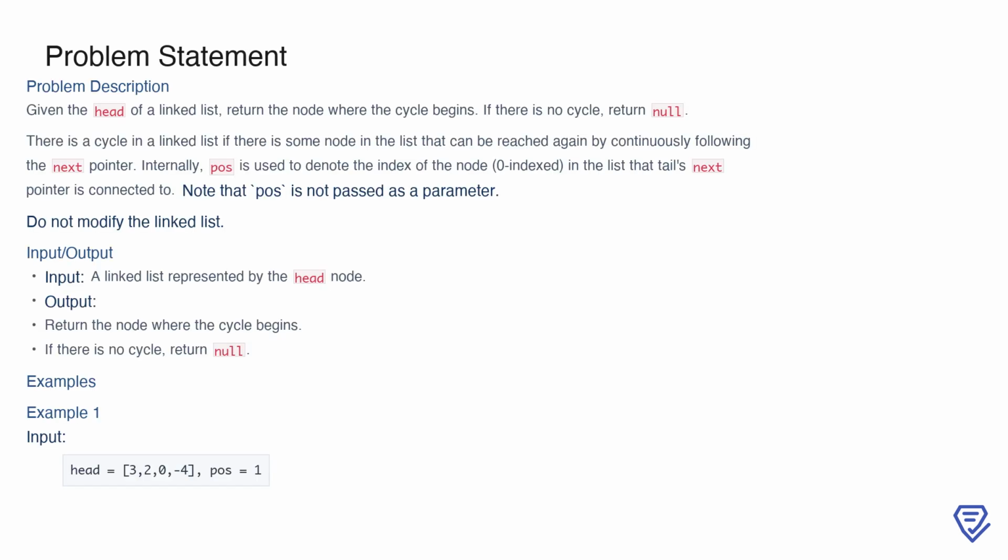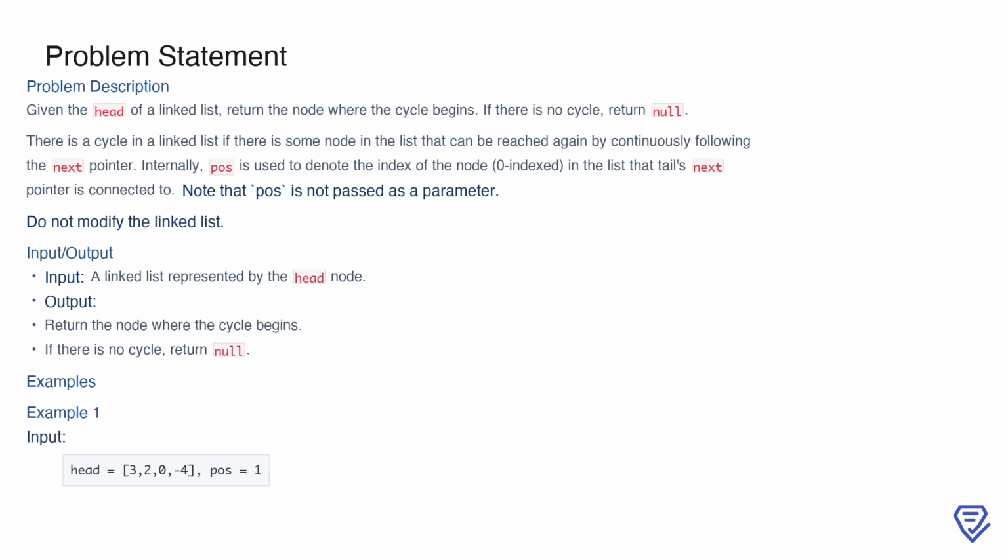In this problem, we are given the head of a linked list, and our goal is to determine if there is a cycle in the list. If a cycle exists, we need to return the node where the cycle begins. If no cycle is present, we simply return null.